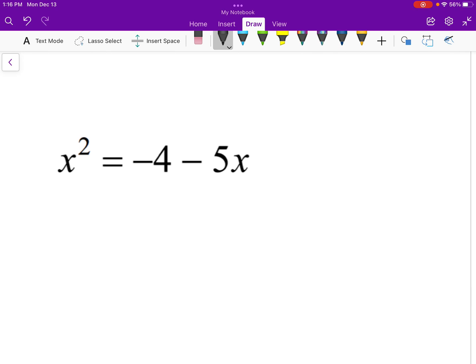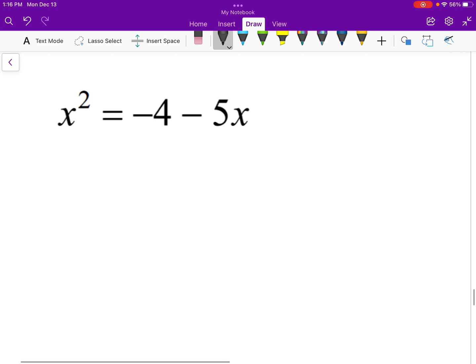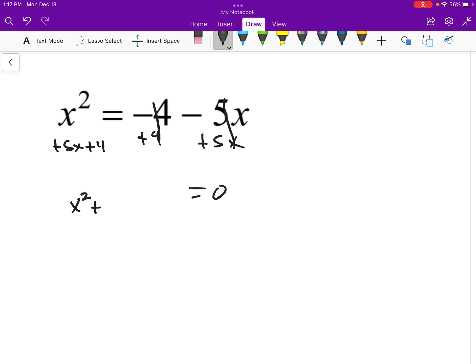So I want to put this in standard form. It's really hard to factor if your x squared term is negative. So even though it looks easy just to move that over to that side, we don't want to do that because the x squared is already positive. So what I'm going to do instead is take the 5x and the 4 and move it over to this side. So I'm going to add the 5x over, and I'm going to add the 4 over. Those would come out to be 0. So I end up with x squared plus 5x plus 4, whoops, kind of out of line there, is equal to 0.